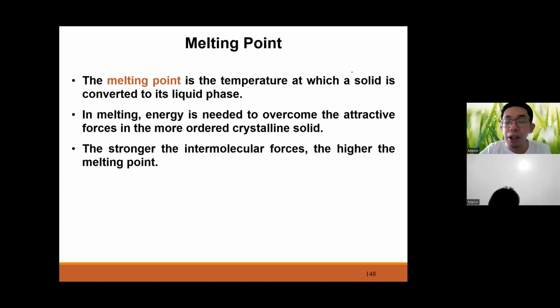So the trend is still the same, no? Like boiling point, the stronger the intermolecular forces of attraction the molecules have, the higher the melting point. So what are your intermolecular forces of attraction? That's what we reviewed earlier, no? So the technique here, Josh, or the strategy, is still the same.